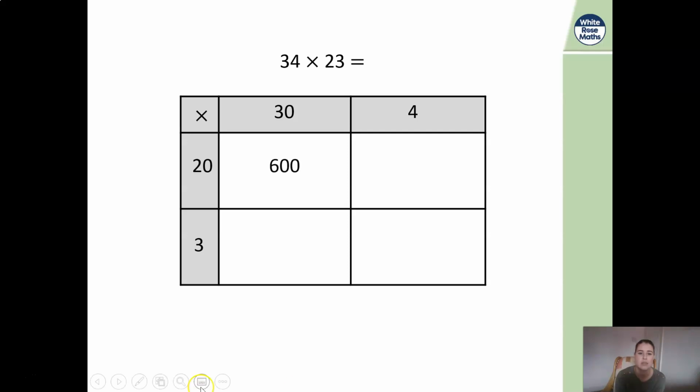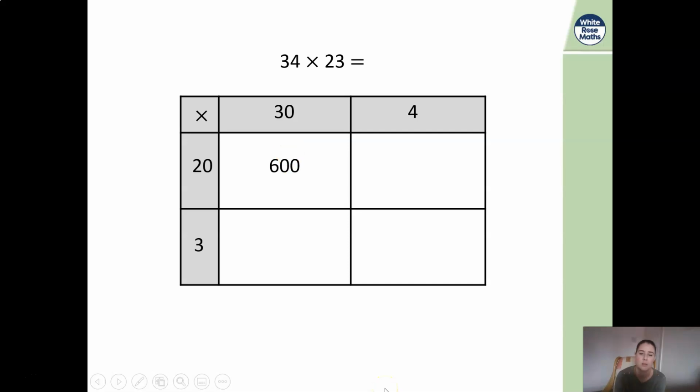So the first thing we're going to do is our 30 times by 20. Now we know that's 600. If I was to write that down using my smile method, I can do 3 times 2, which is 6. And because there's 2 zeros, that means I've got to multiply it by 100. Therefore, 6 multiplied by 100 is 600.